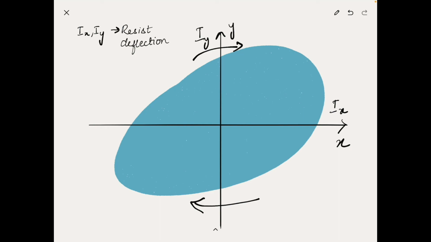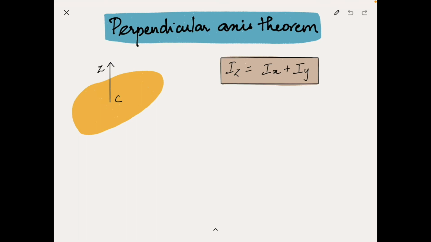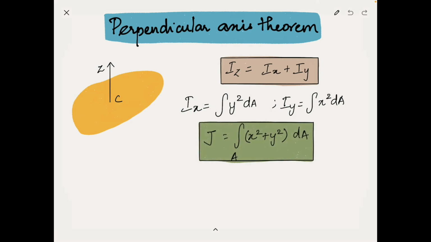To calculate polar moment of inertia, we will need to understand the perpendicular axis theorem. According to the perpendicular axis theorem, the polar moment of inertia along the z-axis, which is usually represented as Iz or J, is equal to the sum of moment of inertia along x and y-axis. From the previous section, we know what Ix and Iy are, and when we add them both, we get the polar moment of inertia, which is J is equal to the integral of x square plus y square times dA over the cross section.